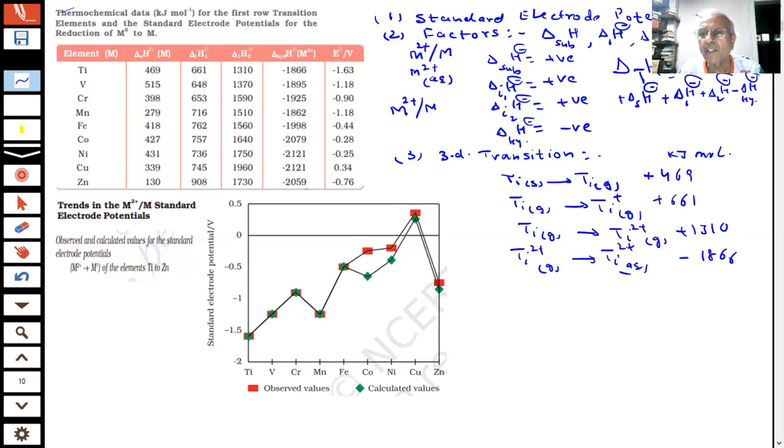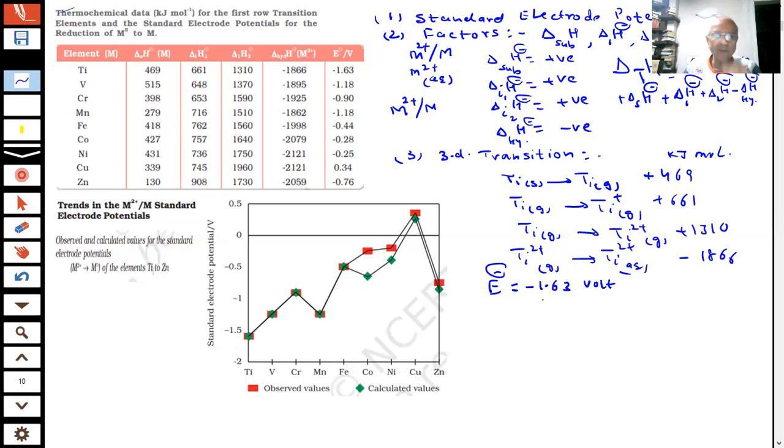So these are the values. After using all these values, I get delta H total, as we have shown here. Then the value of E naught is calculated. There is a formula for that, and the exact conversion factor, delta G is equal to minus nFE, all these formulas are there, which we are not talking about here. So here the value is coming to be minus 1.6.